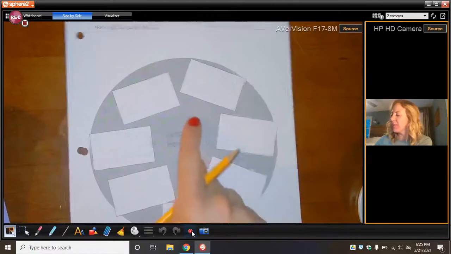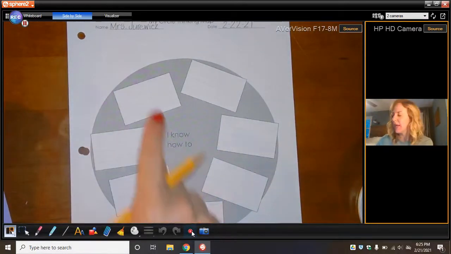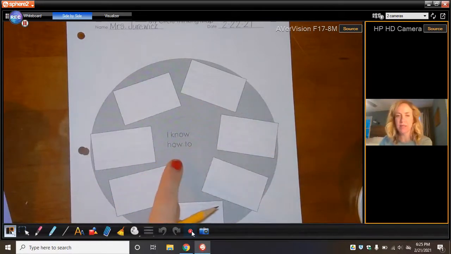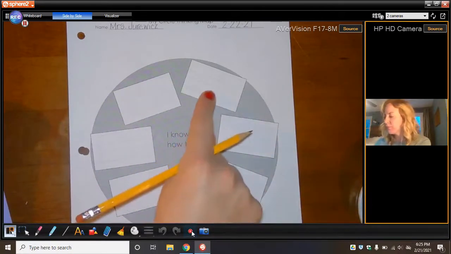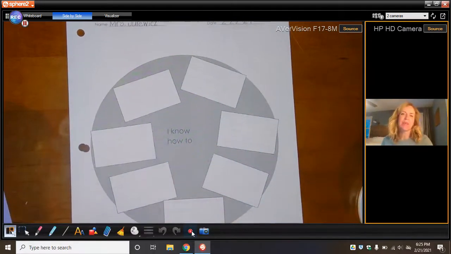So in a circle map, in the beginning, it gives us an idea: I know how to. Everything around the outside is going to go right along with this. So I know how to, I know how to, I know how to. There we go. Now, when we talk about procedures and how-to writing, the first thing that we always do is we think of a verb. A verb is an action word or something you can do.